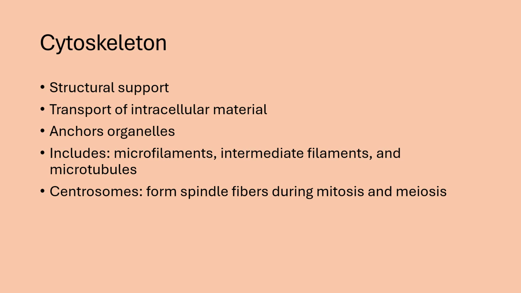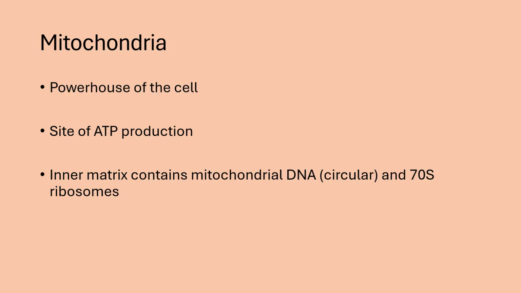The cytoskeleton is for structural support. It helps to transport material intracellularly. It helps to anchor those organelles. It includes several different types: microfilaments, intermediate filaments, microtubules. The centrosomes will form spindle fibers during mitosis and meiosis.